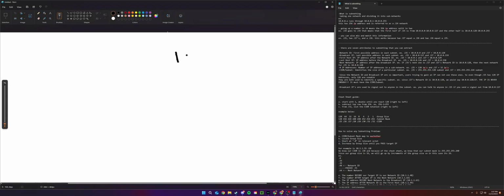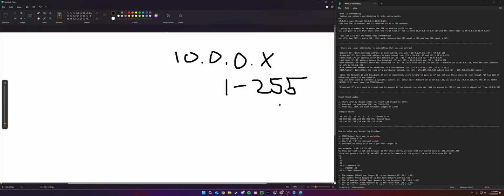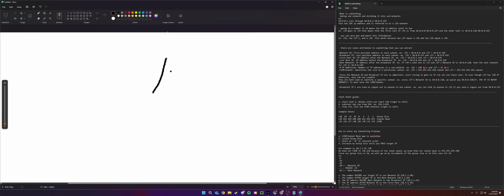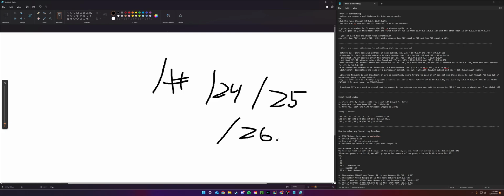So for example, if 10.0.0.x, this would essentially run through 10.0.0.1 through 10.0.0.255, right? And we also have to go with the numbers. So basically /24, /25, /26, etc. Well, what does that mean?